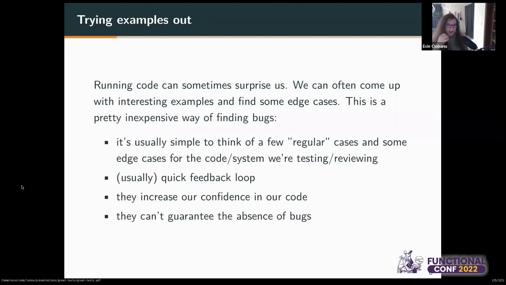Code bases should have a simple way to run things and test simple examples out. I think it's a very useful case. You usually have a quick feedback loop. We can just run it and see what happens. Of course, some programs will be slower than others. Also, they can increase our confidence, because it works, so we at least know that a happy case or some cases do work. Of course, you'll never be able to guarantee the absence of bugs by just trying a few examples out.